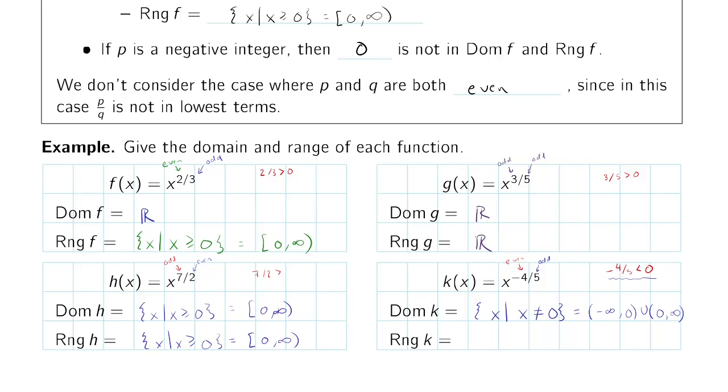My range, because my numerator is even, consists of non-negative numbers, but also not 0. Because again, my exponent is negative. So that's going to be the set of x such that x is strictly greater than 0. Or if we really want interval notation, 0 to infinity with 0 not included. So the negative exponent means the domain and range do not include 0.